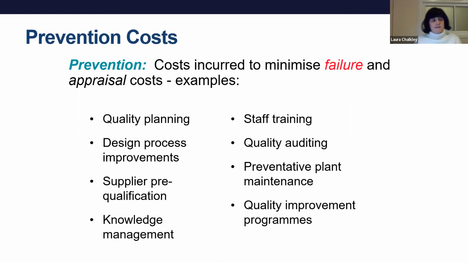In practical terms, things like preventative plant maintenance, just to make sure the risk of it failing once you're onto site is much lower. And then quality improvement programmes aimed at improving processes and getting everybody to think about quality from a more holistic point of view right across the organisation.